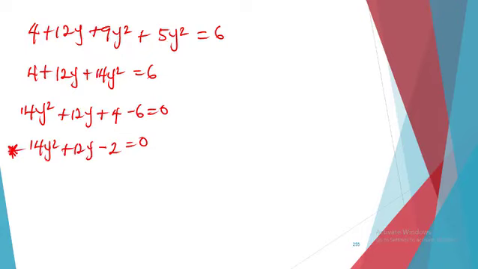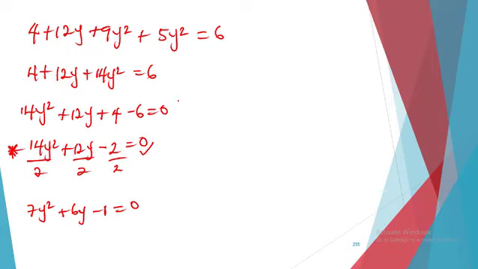Now someone may decide to use it like this. Someone may comfortably divide everything by 2. So we have 2, 2, 2. 14 divided by 2 will give us 7y squared, 12 divided by 2 will give us plus 6y, 2 divided by 2 will give us minus 1 equal to 0. But the truth is that even if you solve it with 14y squared plus 12y minus 2, you still get the same answer.